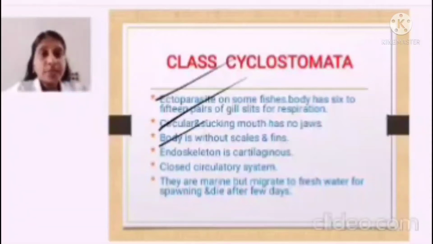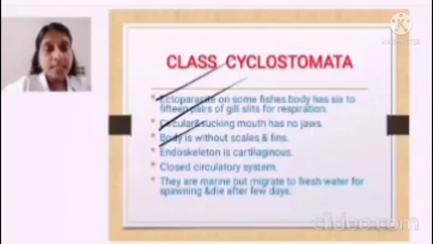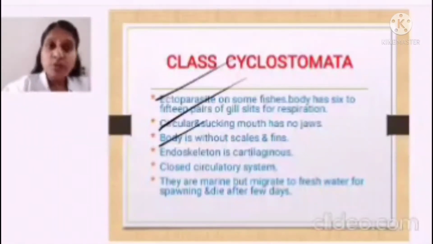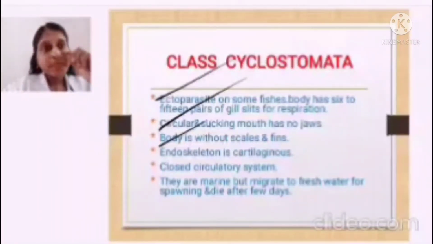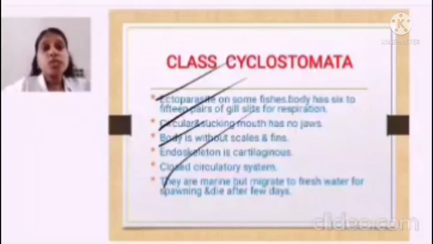Endoskeleton means the skeletal system which is made inside the body. The skeletal system is cartilaginous, which means it is made up of cartilage. Cartilage is softer than bone, like in our ears and nose, isn't it? It can move, it is flexible, and it is not as hard as bone. So the skeleton is cartilaginous in nature, and they have a closed circulatory system.